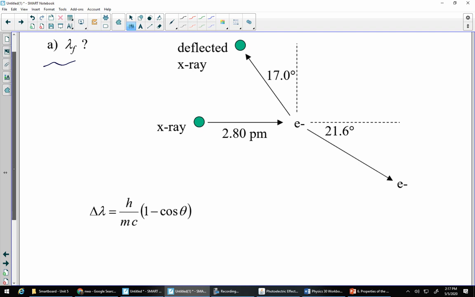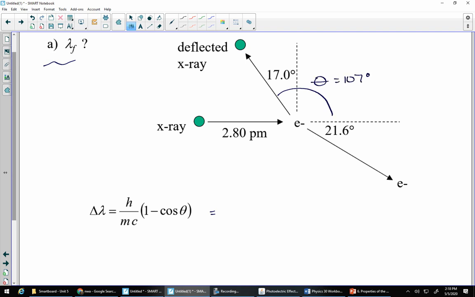Okay, so for part A, we're using the Compton equation. I've got it written out down here. You might want to write it out again in your notes. So first thing that I would do, if we're looking for our final wavelength, an easy thing to do would be to solve for my change in wavelength. So change in wavelength is h over mc times 1 minus the cosine of theta, and we just said before, theta is actually equal to 107 degrees.